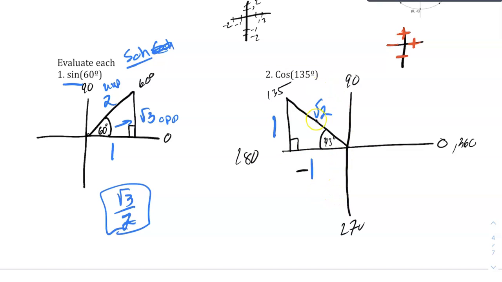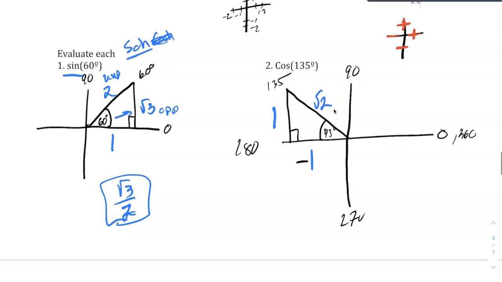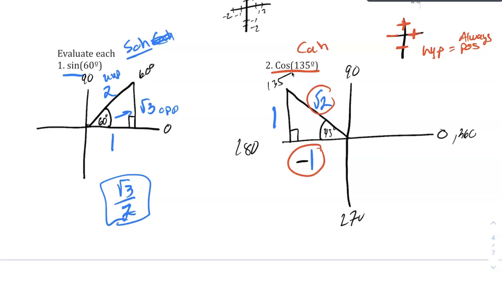The one thing I would say, hypotenuse, we'll talk about this more. Hypotenuse is always positive. It's because it's a distance, we consider it. So distance is always positive. So hypotenuse is always positive. Anyway, so I get this. This is a negative because I went left. We're doing cosine, so CAH, adjacent over hypotenuse, negative 1 over rad 2.